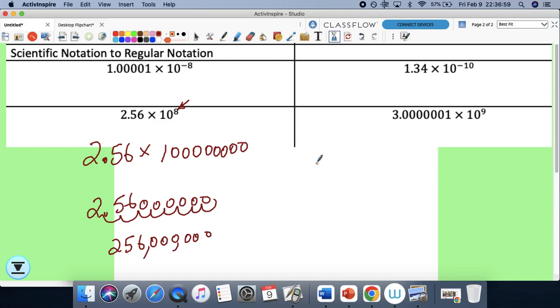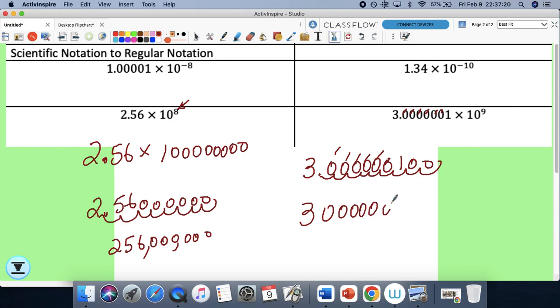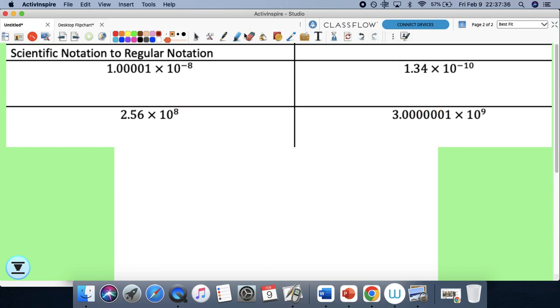This one, 9 spaces to the right. So the original number is 3.000001. Let's move that decimal 9 spaces to the right. 1, 2, 3, 4, 5, 6, 7, 8, 9. There we go. So cleaned up, 3 billion, 1 thousand. So 3.000001 times 10 to the 9th power equals this in standard notation. Okay. So again.